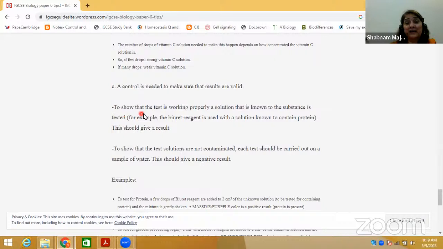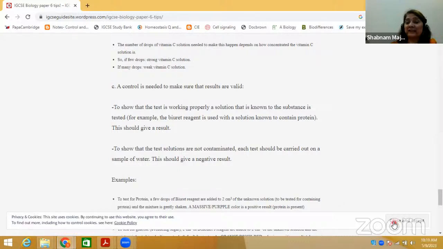Control is needed to make sure that your results are valid. For validity, to show that the test is working properly, a solution that is known to contain the substance is tested. For example, Biuret reagent is used with a solution known to contain protein, and this should give a positive result. To show that test solutions are not contaminated, each test should be carried out on a sample of water, which should give a negative result.